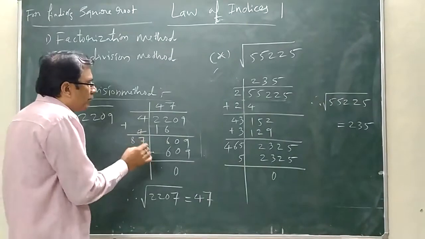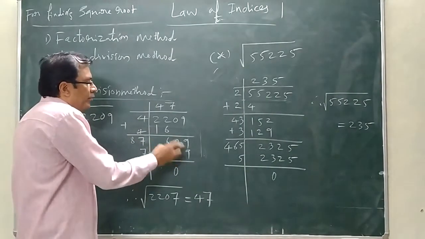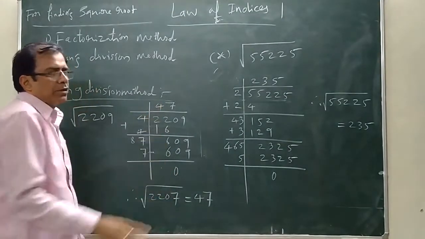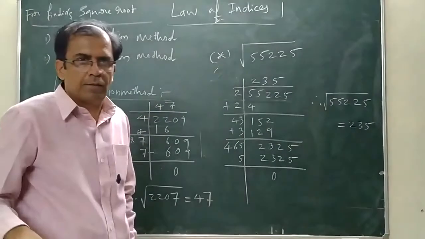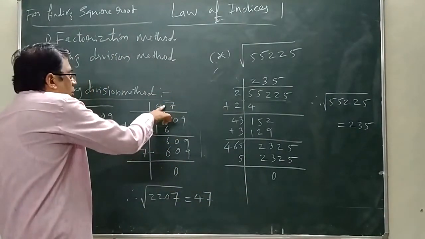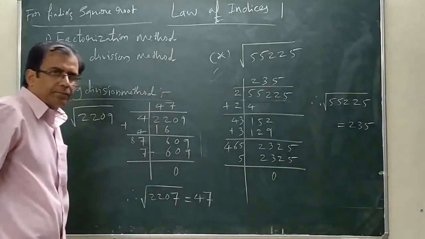So how much is left? 609, and you have to minus 609, and the answer becomes 0, and 47 is the only answer left here. So that is nothing but called the square root of 2209.